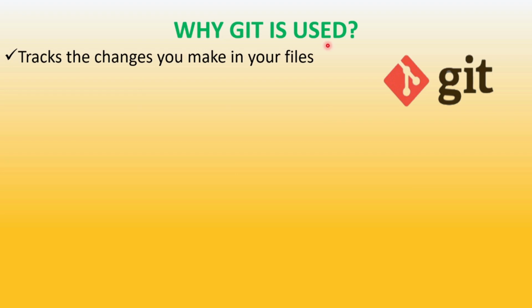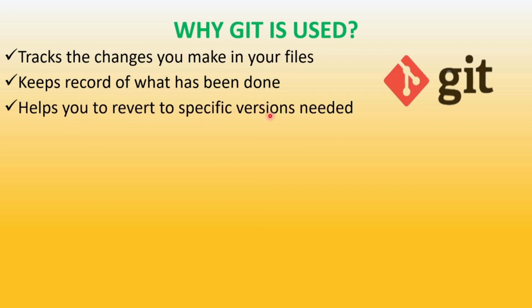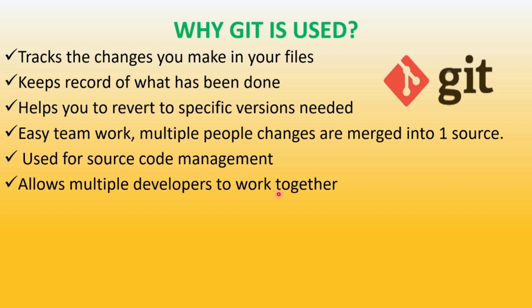Then we'll see why Git is used. It is used to track the changes you make in your files. It keeps the record of what has been done. It helps you to revert to specific versions when needed. Every change is saved as one version. It is taken as a snapshot and that snapshot is considered one version. So you can anytime revert back to your previous versions whenever needed. Easy teamwork: a team can work easily and multiple people's changes are merged into one source. It is used for source code management and allows multiple developers to work together.